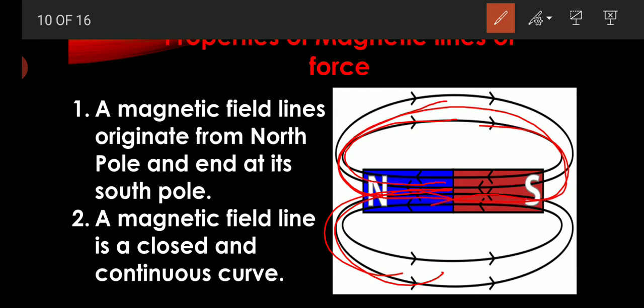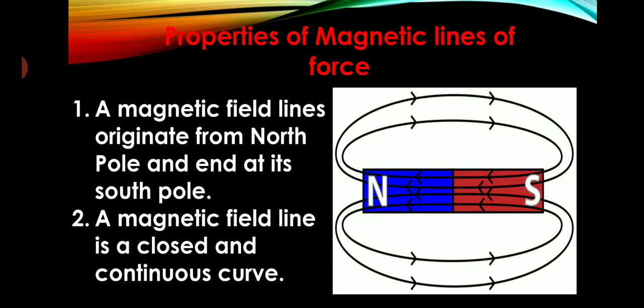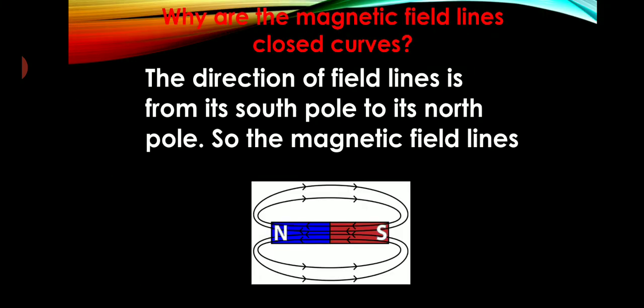The next is, a magnetic field line is a closed and continuous curve. So why is it a closed continuous curve? Because the direction of the field lines is from the south pole to the north pole inside the magnet. So the magnetic field lines are closed curves.